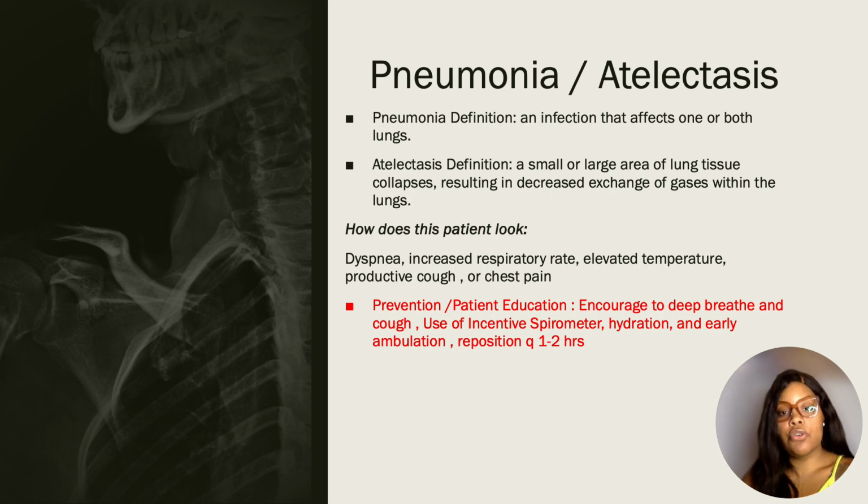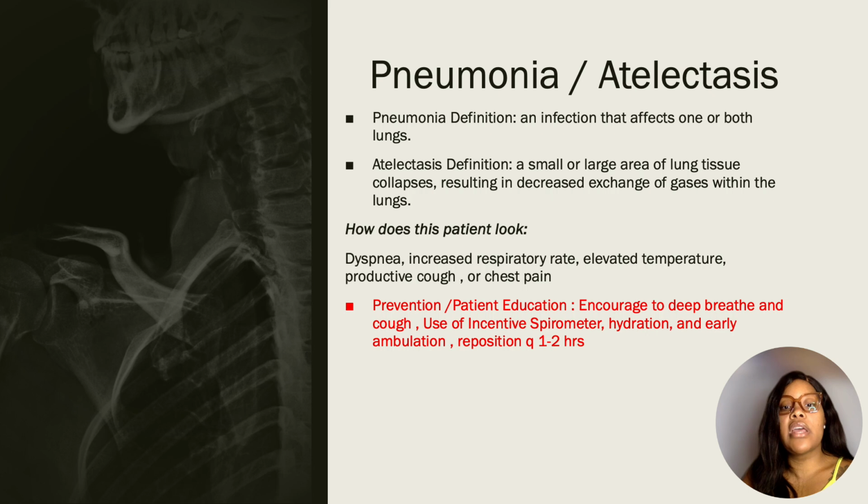So what is this? Pneumonia is an infection that affects one or both of your lungs, and atelectasis is a small or large area of the lung tissue which collapses. So this results in decreased exchange of gases within the lungs. So how does this patient look? They will be short of breath. They will have an increased respiratory rate. They will have an elevated temperature. They could have a productive cough, or they could complain of chest pain.